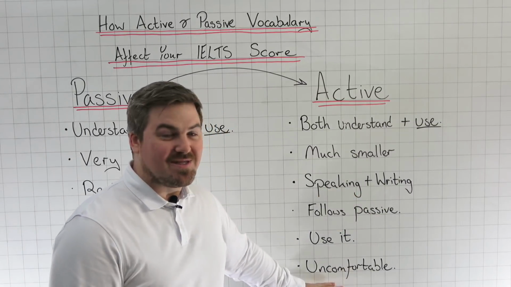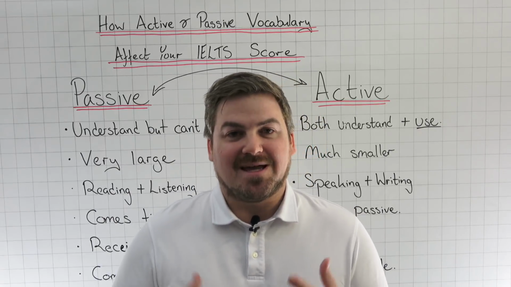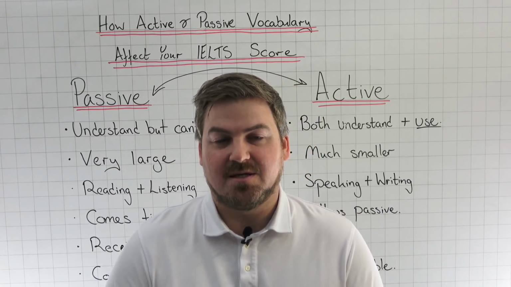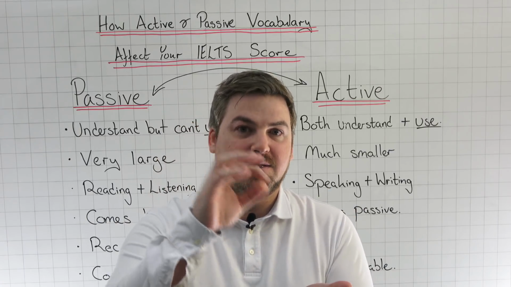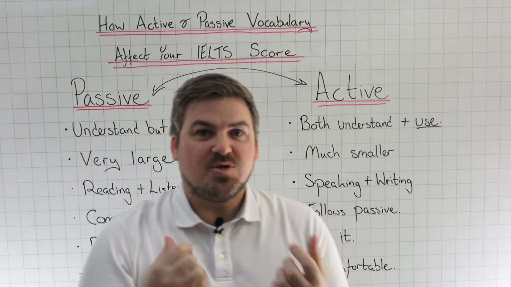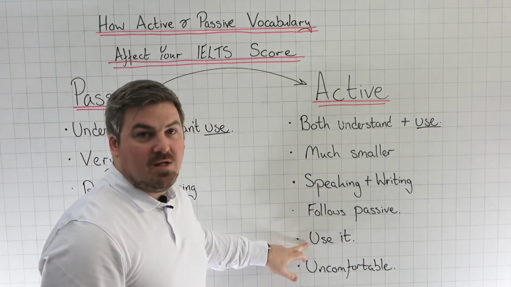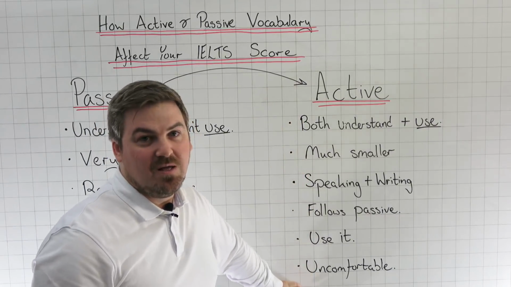What's the solution to that problem? The only way that you're going to improve is to get comfortable making mistakes. You have to embrace mistakes. Each mistake you make is an opportunity for you to improve. So you have to use the vocabulary in order to improve it, and you have to be comfortable making mistakes.